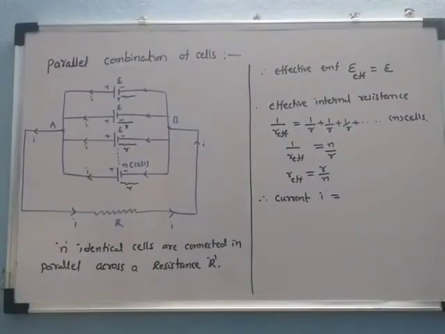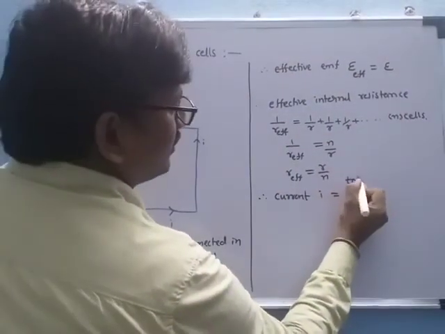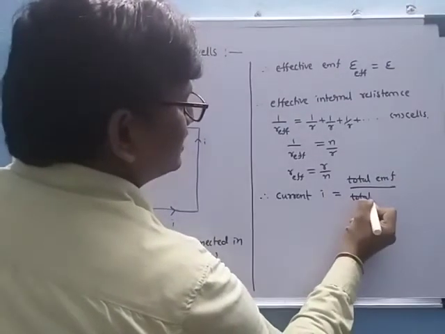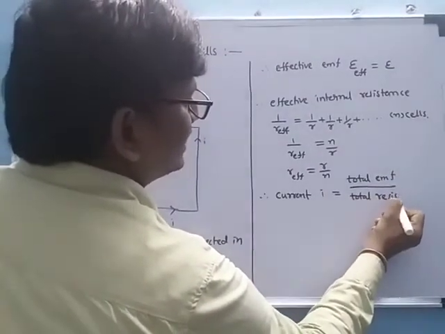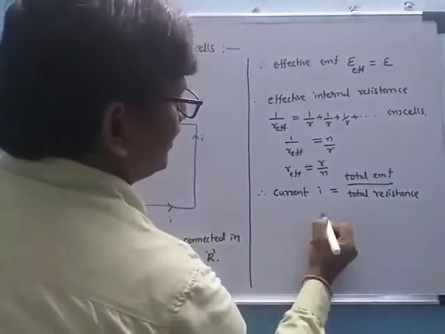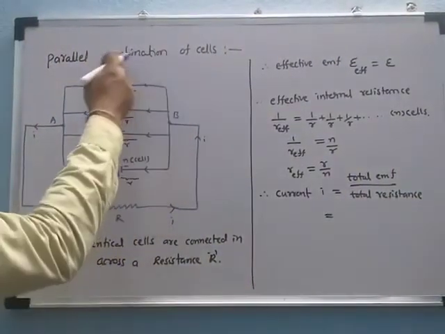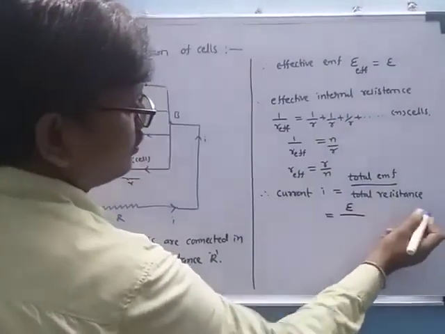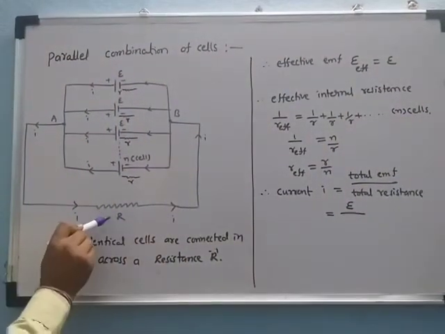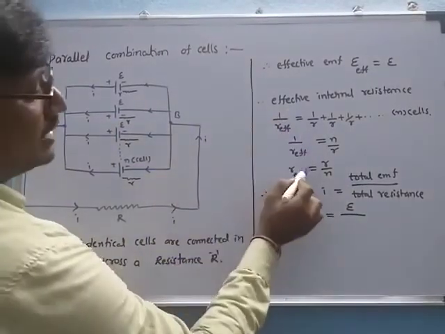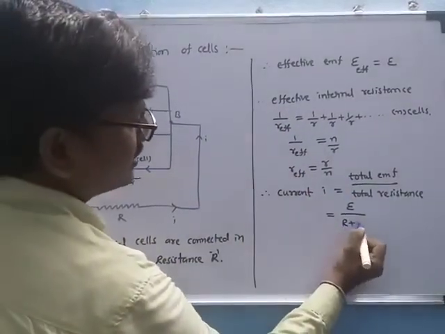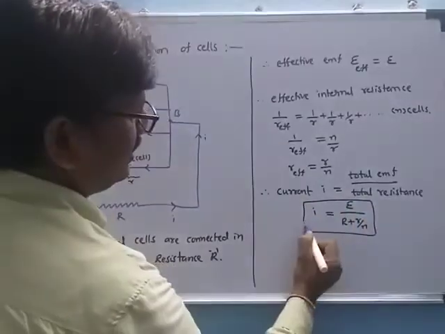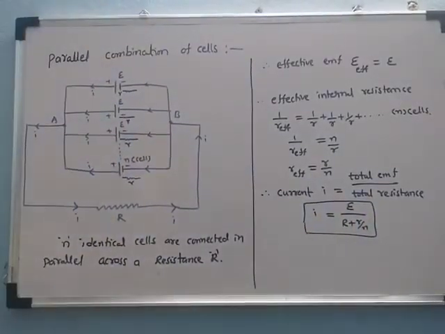Therefore, the current in the circuit. What is the formula for the current? The current is equal to total EMF by total resistance. The total EMF is E, and the total resistance is the external resistance R plus the effective internal resistance r by n. See, this is the current in a parallel combination of cells.